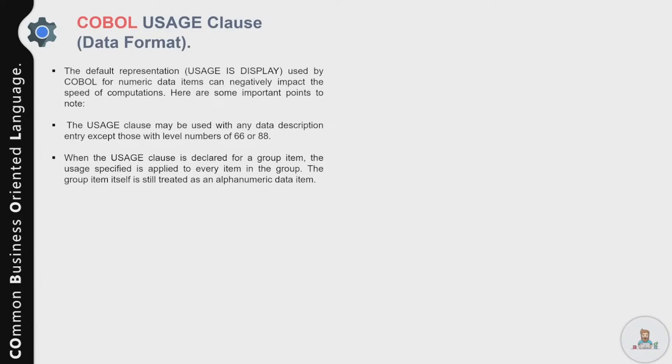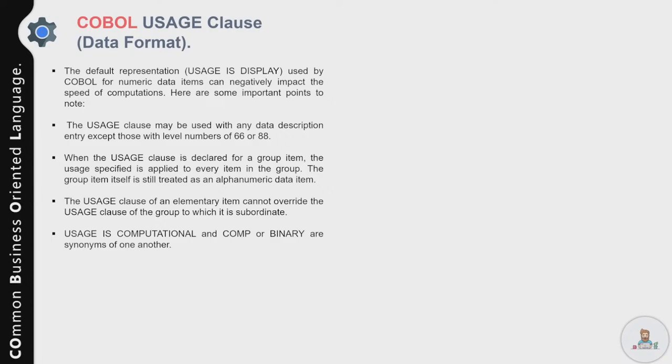When the usage clause is declared for a group item, the usage specified is applied to every item in the group. The group itself is still treated as an alphanumeric data item. The usage clause used for an elementary item cannot override the usage clause for the group to which it is subordinate. The next one is that usage is computational, comp, or binary are synonyms of each other, so you can use any of the three keywords as per your requirement.